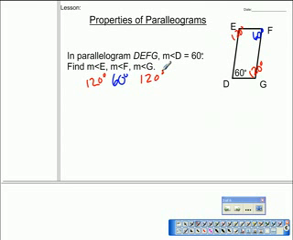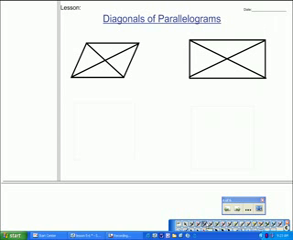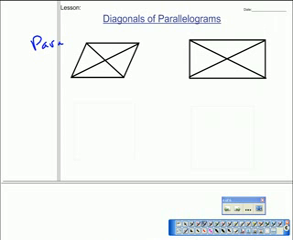All right, the next three properties about parallelograms cover the diagonals of the parallelograms. So this shape here in the upper left, this is a parallelogram.